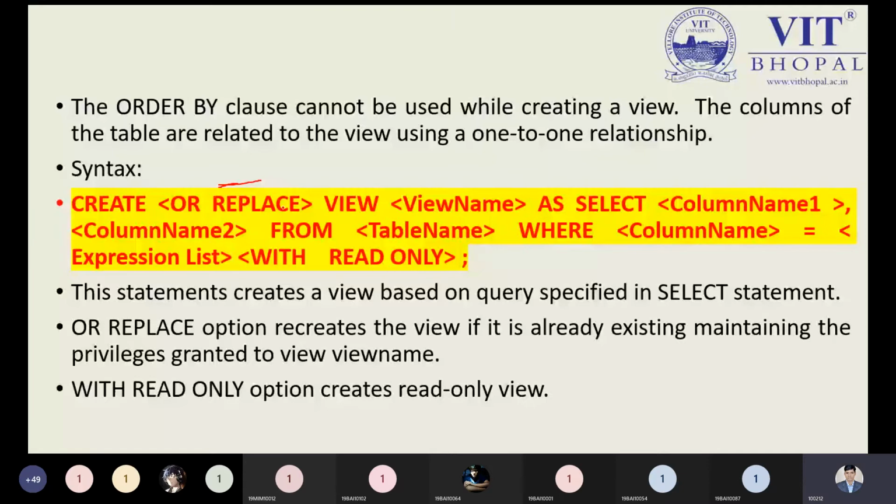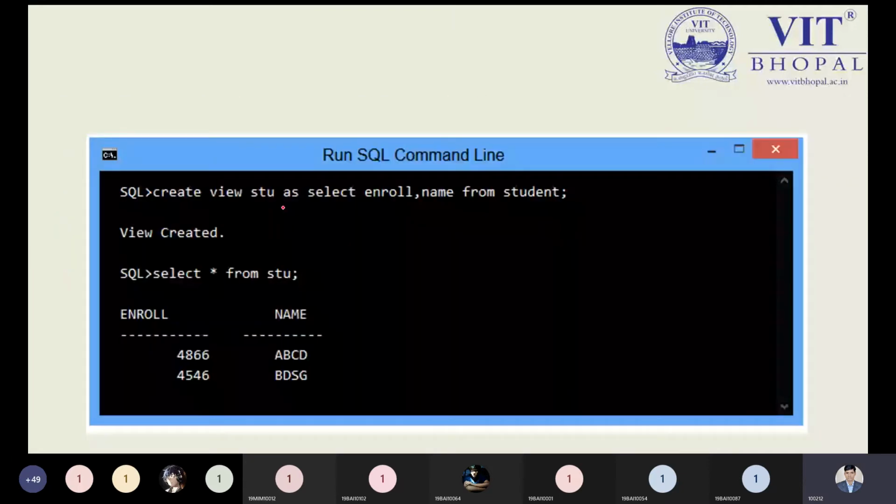So how will the command look like? I've taken a snapshot over here to explain. Create view S2, where S2 is a student view, and select enroll from the student. So you can see over here.